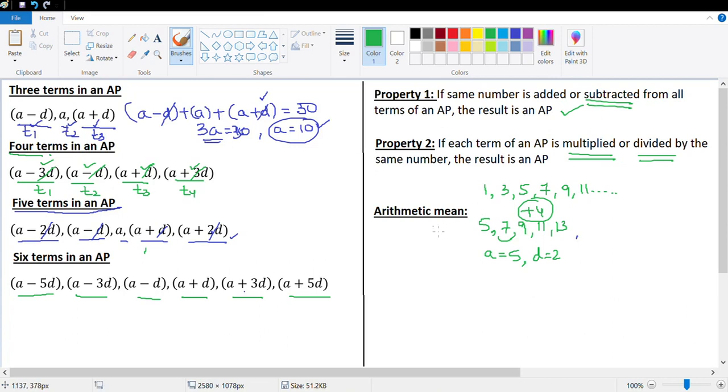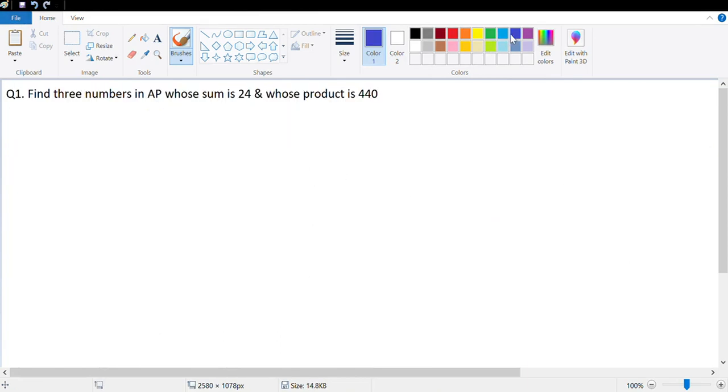Next, arithmetic mean. I hope you remember how to calculate the mean. If you want to calculate the mean of a and b, then the mean of a and b, which is denoted by x bar, will basically be equal to (a plus b) upon 2. So the arithmetic mean between two numbers is given by adding those 2 numbers and dividing them by 2. Good. So now let's look at some questions from this exercise.